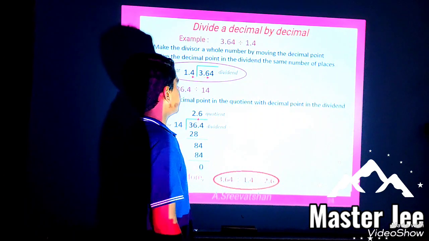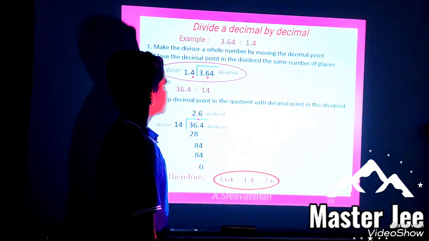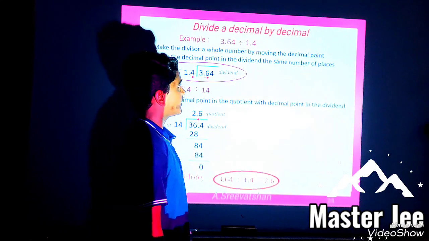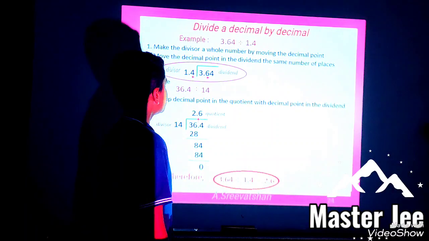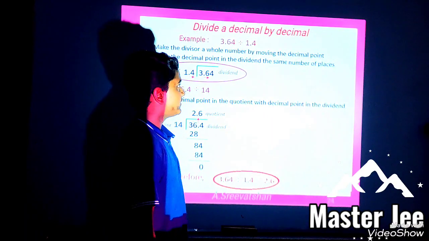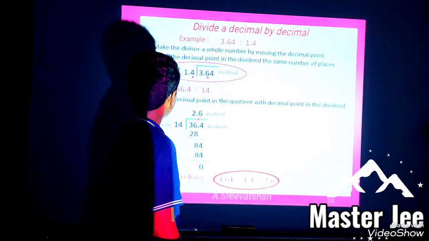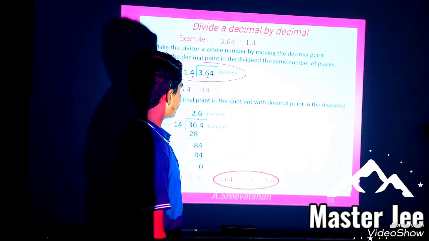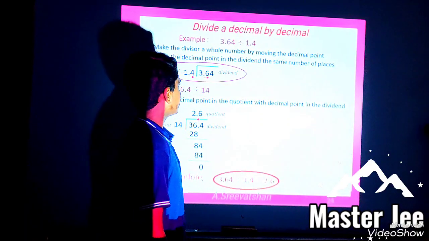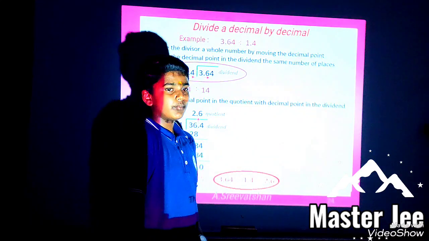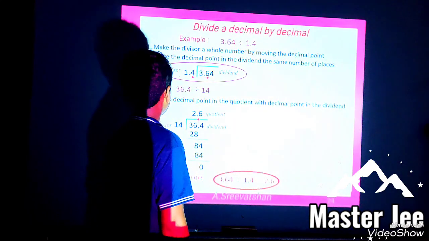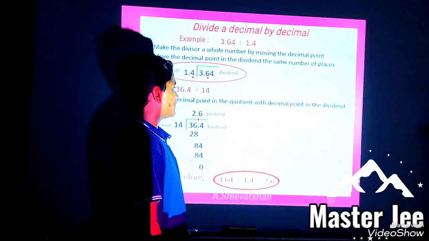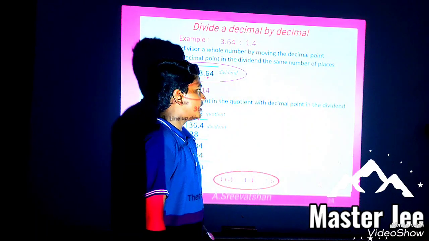Divide a decimal by a decimal. Example, 3.64 divided by 1.4. Make the divisor a whole number by moving the decimal point. Move the decimal point in the dividend the same number of places. Here in the divisor 1.4, move the decimal point one place. Accordingly, in the dividend 3.64 also, move the decimal point after one digit. So now it is 36.4 divided by 14. Line up the decimal point in the quotient with the decimal point in the dividend.